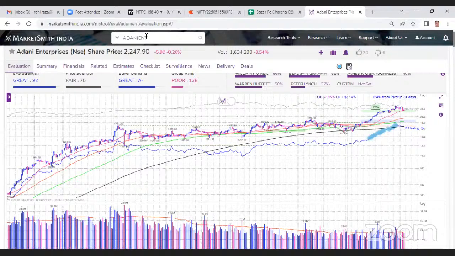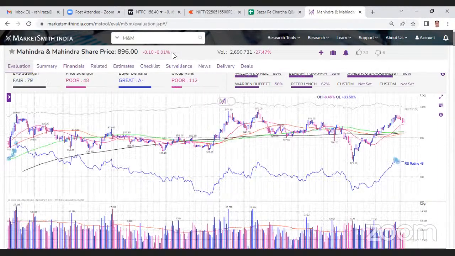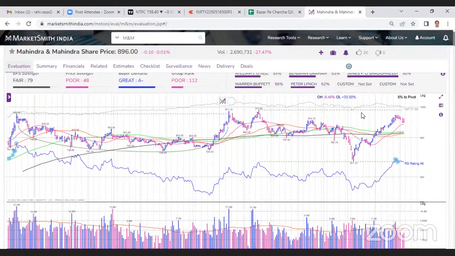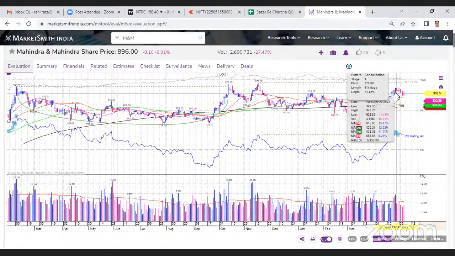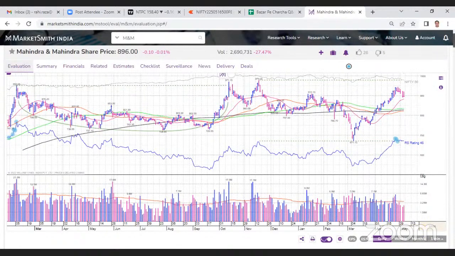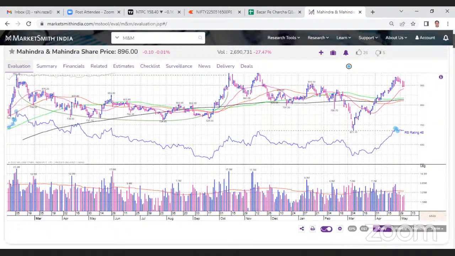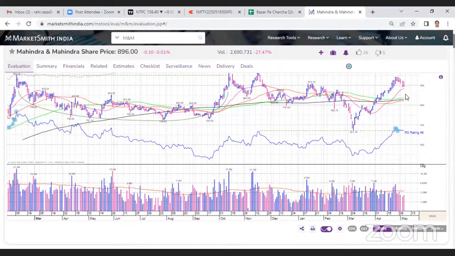Mahindra and Mahindra. This is the daily chart of Mahindra and Mahindra, and if you look at the past 6 trading sessions, the stock has witnessed profit booking, and it has closed on a negative note for 6 consecutive days. That is obviously not a great sign, and we should not enter such stocks which are in the mode of profit booking or consolidation.